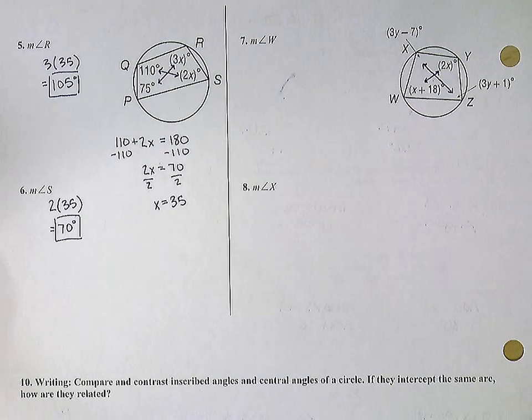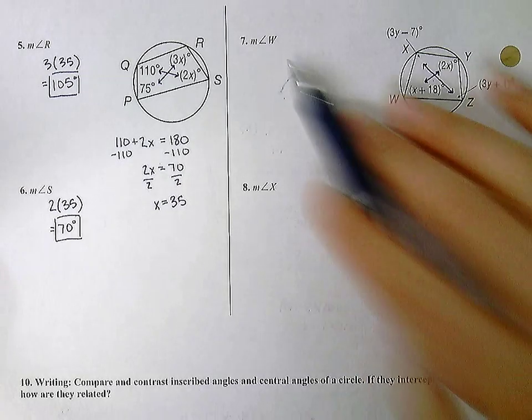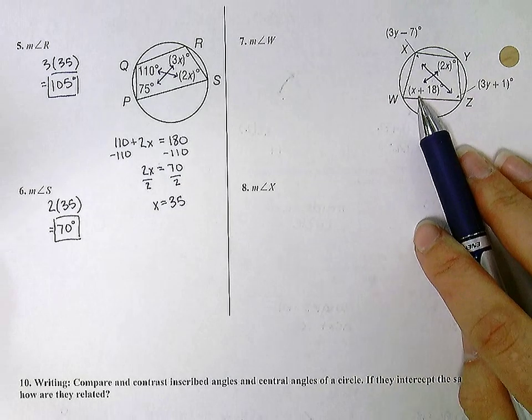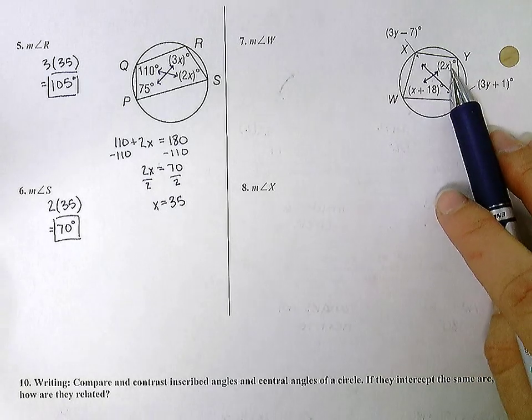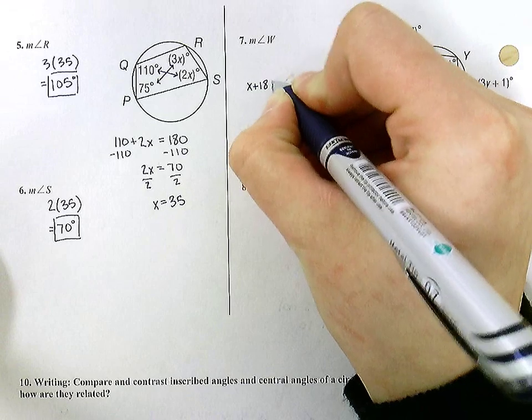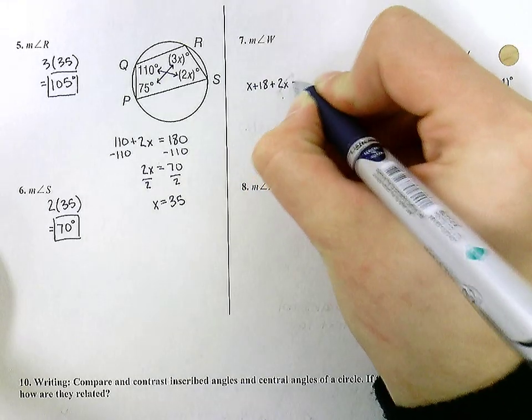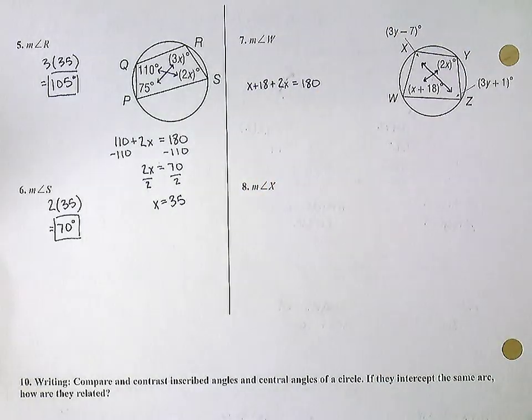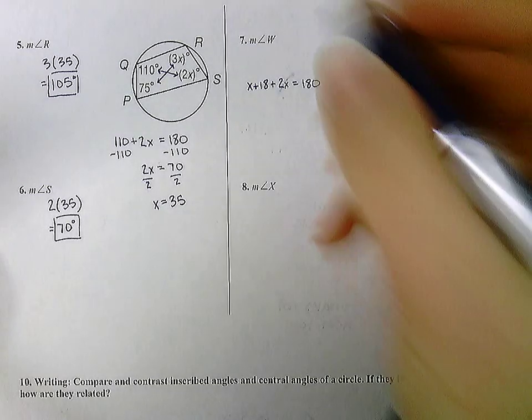All right, so for 7 and 8, again, your opposite angles, so those are your angles across from each other, have to be supplementary because this is a four-sided polygon within a circle. So first, to get W, I need to get X. So I'm going to take those two angles that are across from each other, and I'm going to add them together, set it equal to 180. Again, do not set them equal to each other. They're not equal to each other.